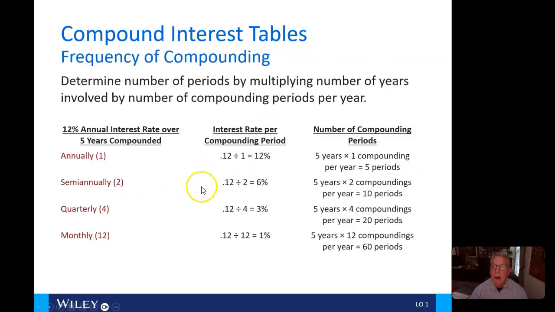So now, the frequency of compounding is going to determine how much money I have. The more frequently I compound, the bigger my number is going to be at the end. So annually, I'm just taking 12%, right? 5 years times 1.12 times 1.12 times 1.12. But semi-annually, I'm going to use the same 12%, but divide it by 2. That'll give me 6%. And then the number of periods will double. So that's going to change. And if I do it quarterly, I divide by 4. I quadruple the number of periods. If I do it monthly, I get 60 periods over 5 years.